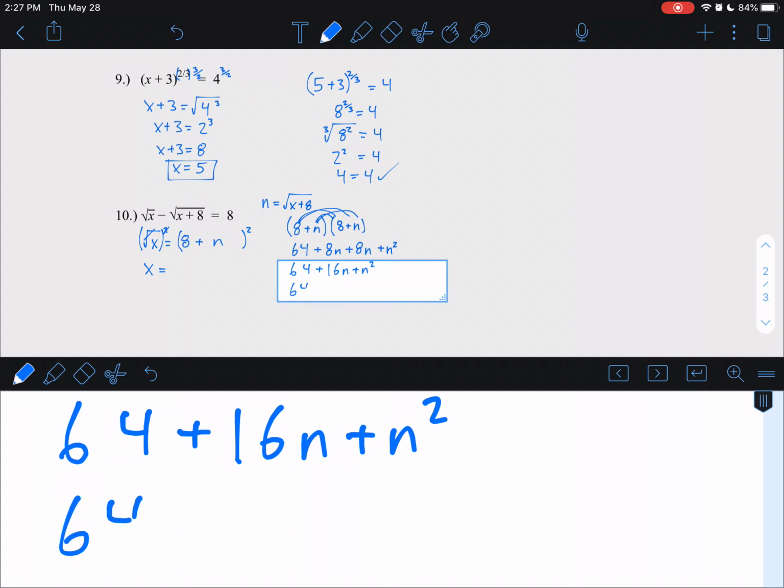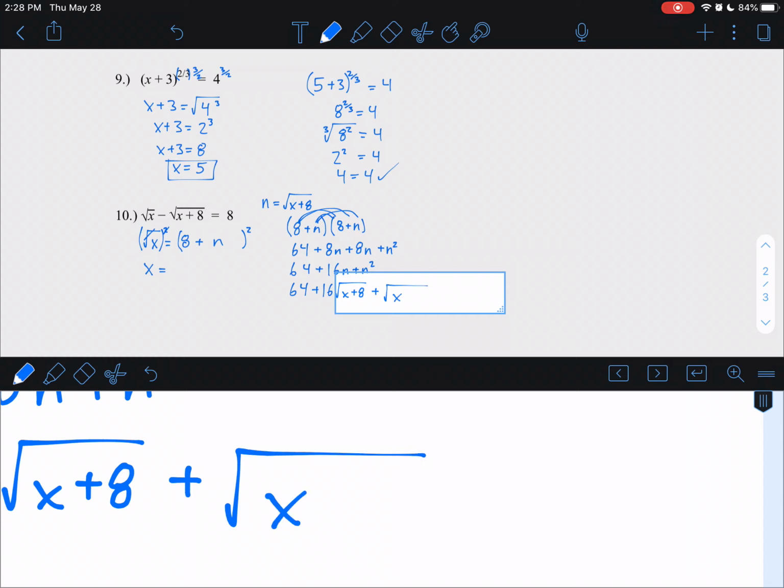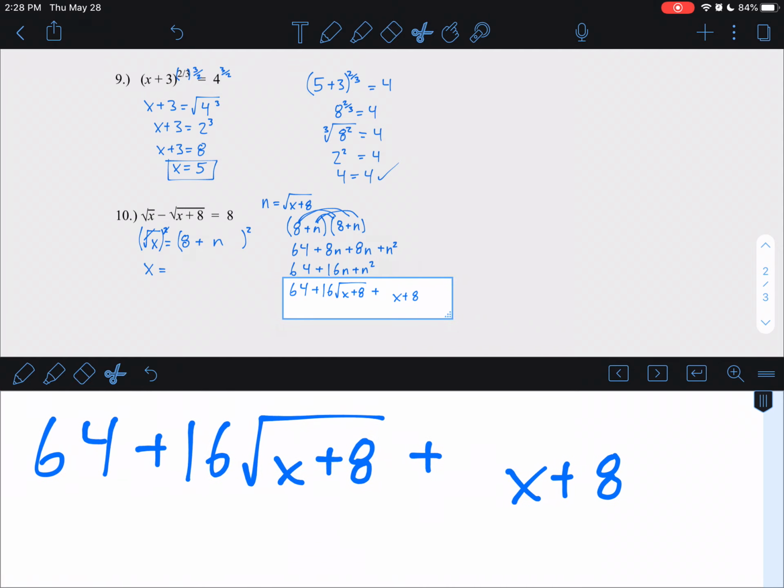So that gives me 64 plus 16, and then n is the square root of x plus 8, and then n squared, so plus n squared. But since it's the square root of x plus 8 squared, well, the square root and the square cancel out. So those two cancel out, and all I'm left with is that x plus 8. So I have 64 plus 16 square root of x plus 8 plus x plus 8.